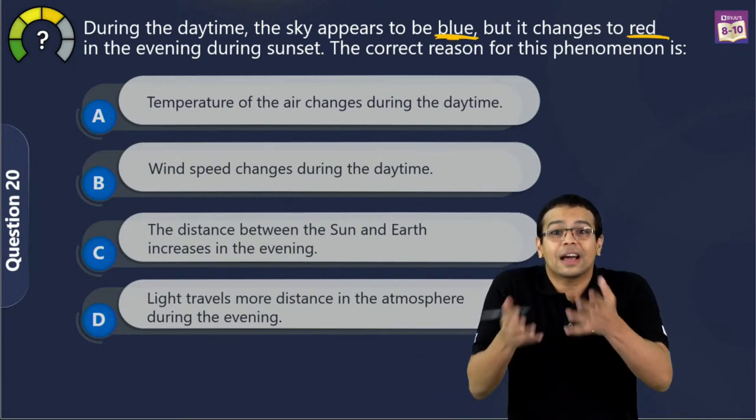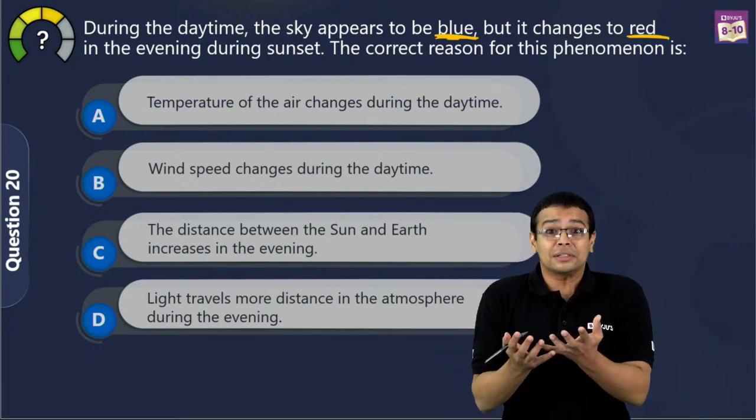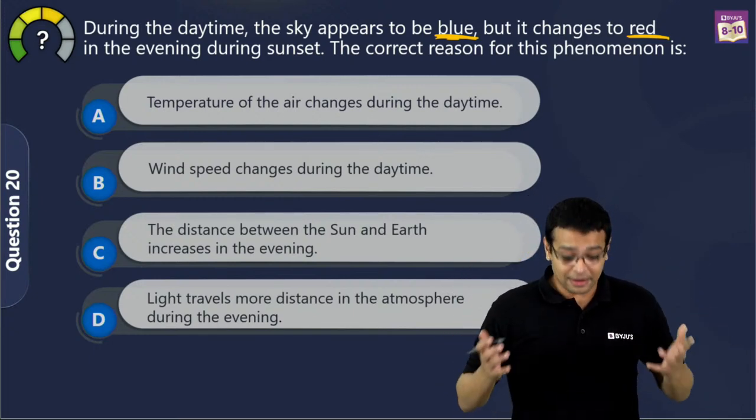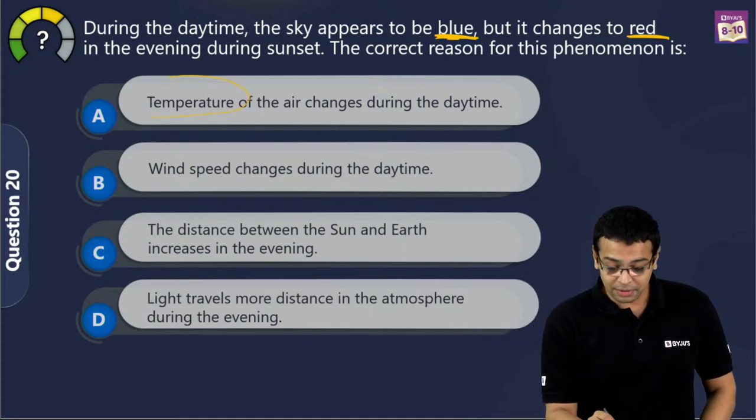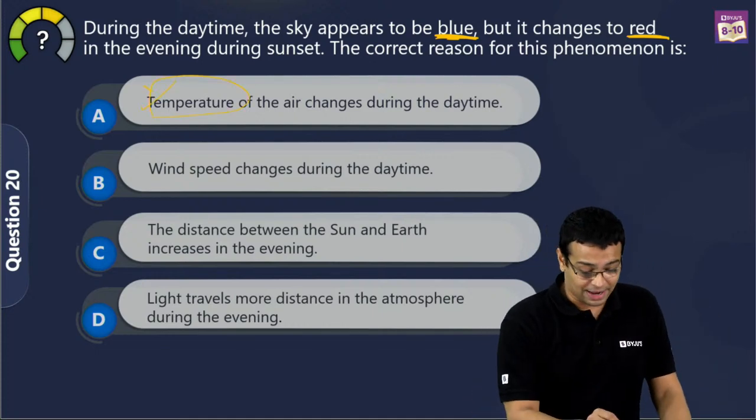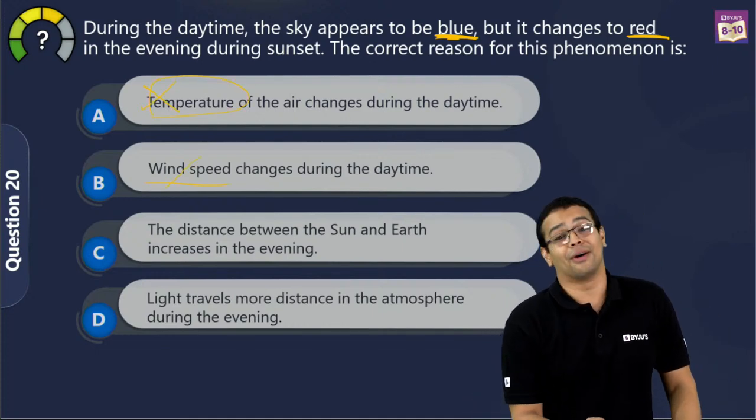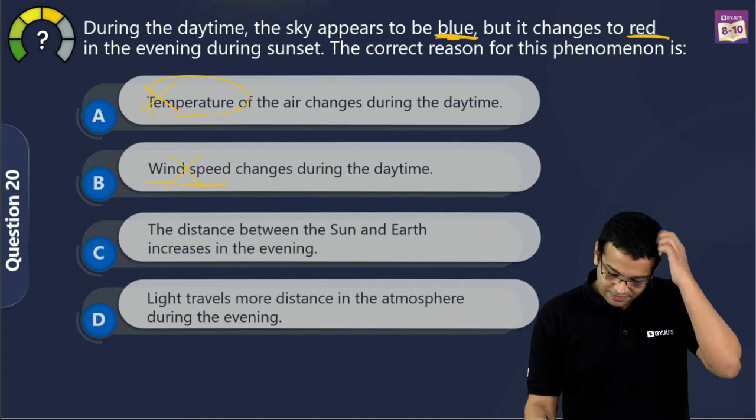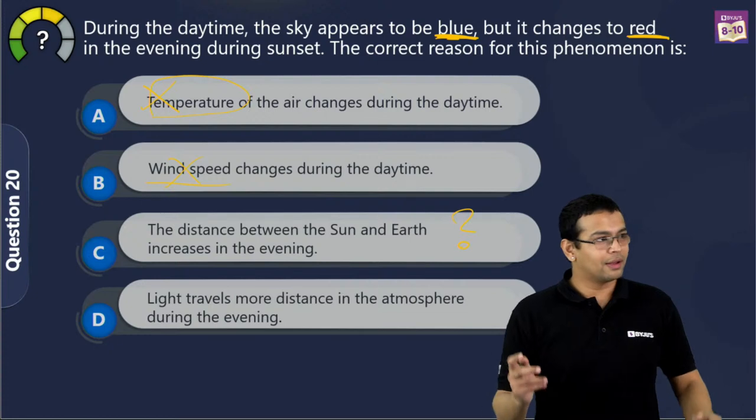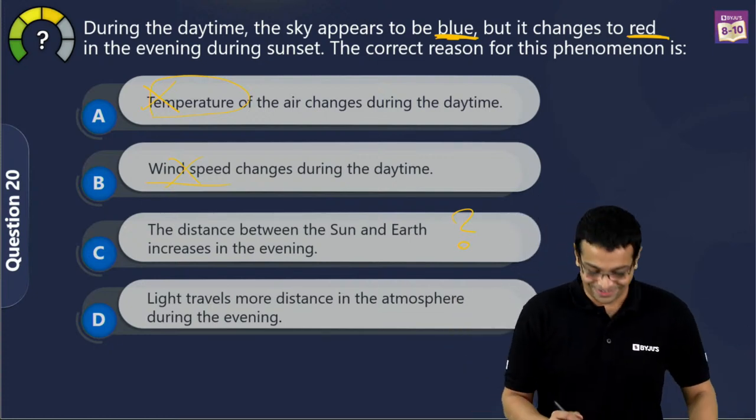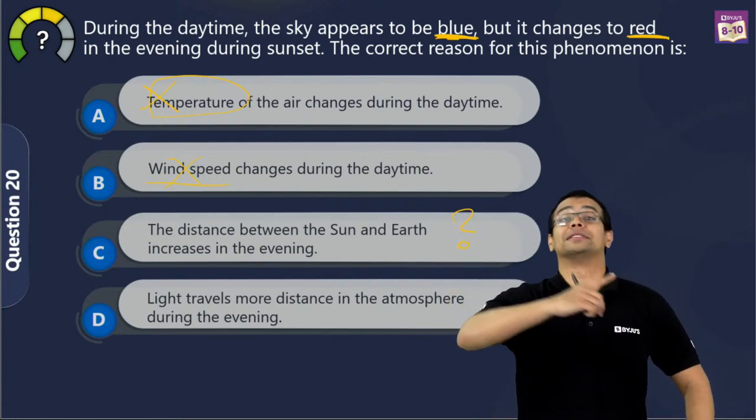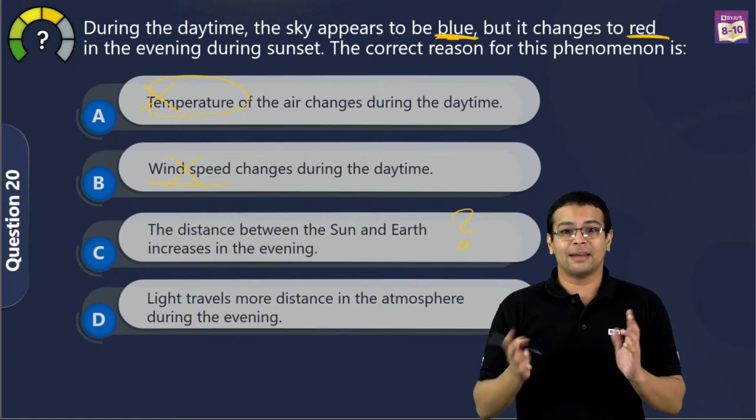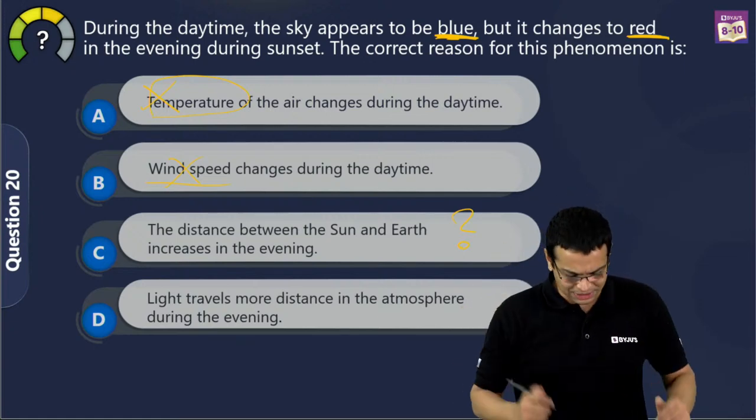What is blue and red? It's colors, right? What colors? Light, right? So, temperature is an option out here. Definitely not that. Wind speed, not that. Something to do with light, right? Distance between sun and the earth increases in the evening. No. That happens over a massive revolution. Day and night, evening and morning happens because of rotation, right?